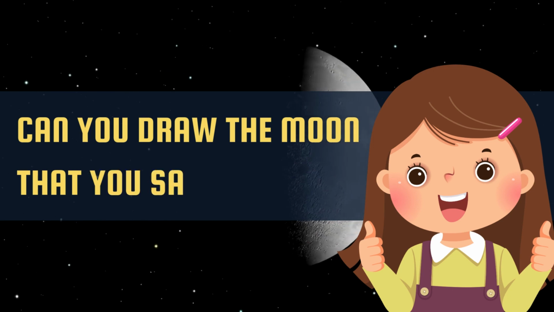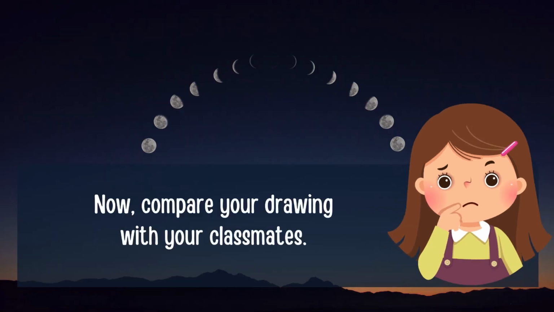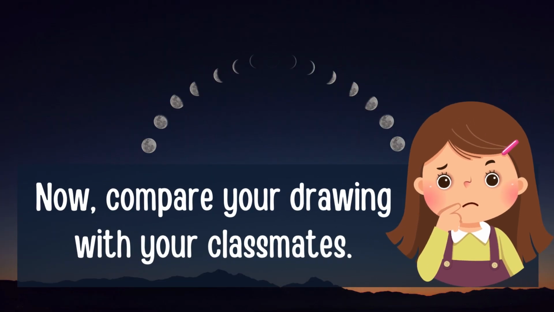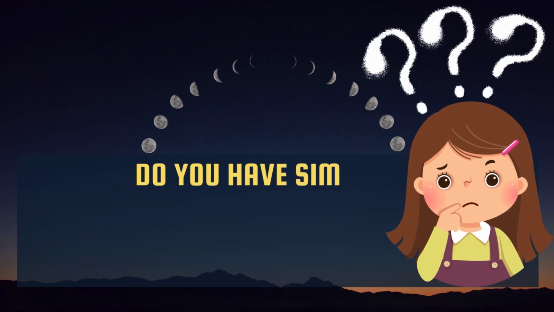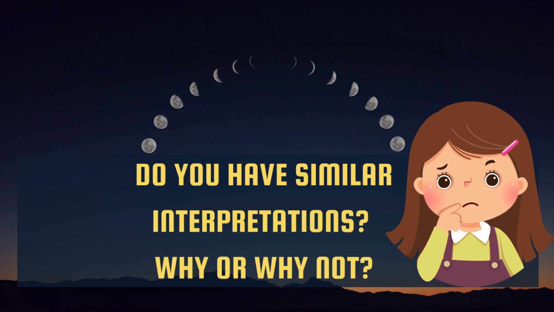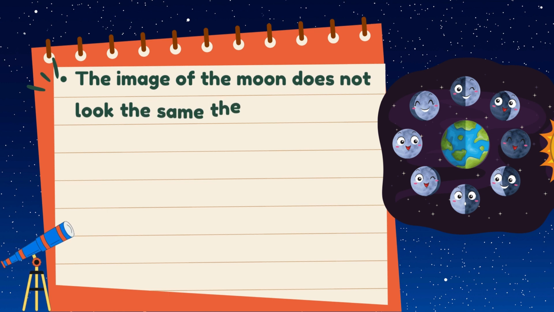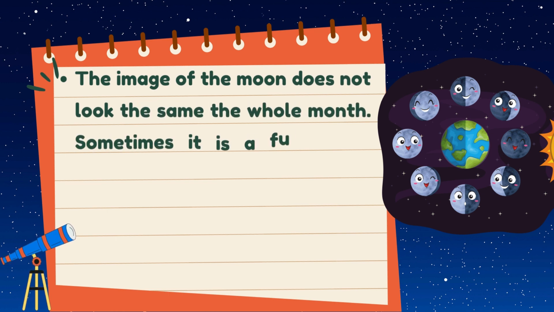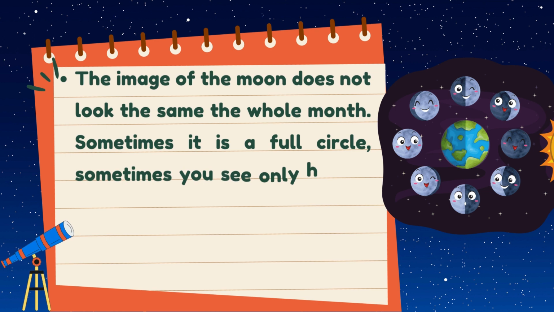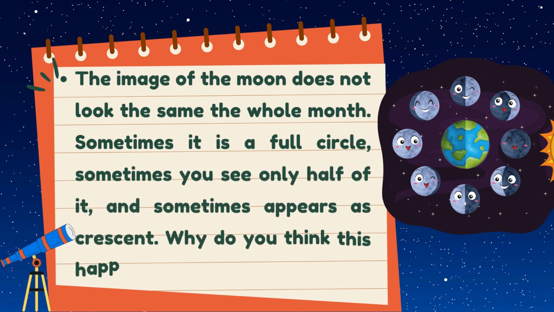Can you draw the moon that you saw recently? Now, compare your drawing with your classmates. Do you have similar interpretations? Why or why not? The image of the moon does not look the same the whole month. Sometimes it is a full circle, sometimes you see only half of it, and sometimes it appears as a crescent. Why do you think this happened?